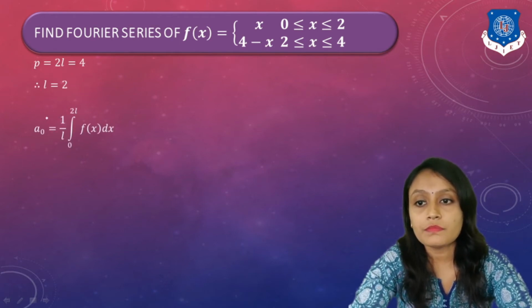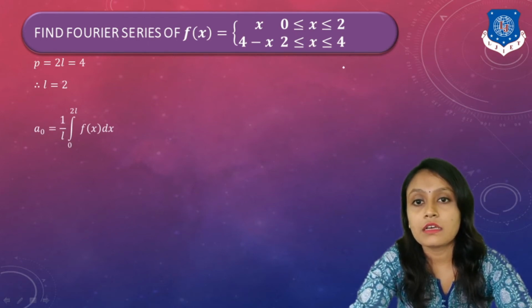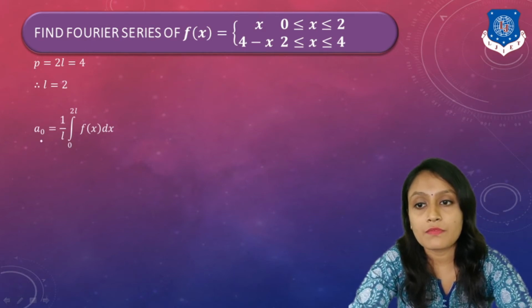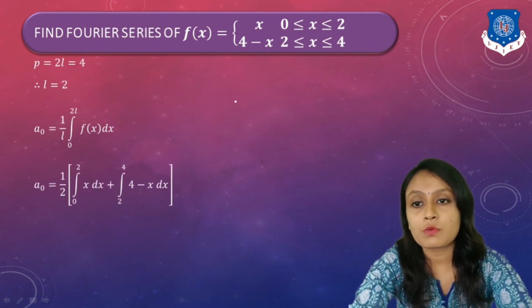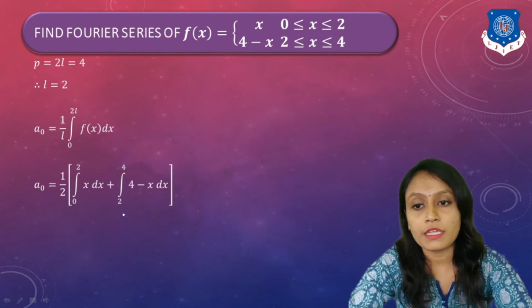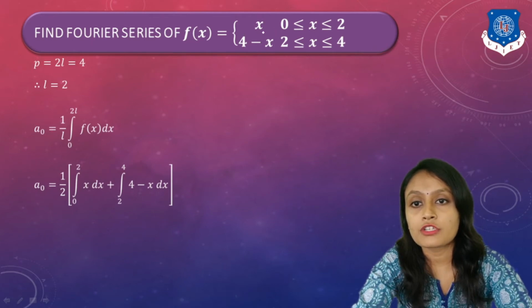Okay, now firstly, we will find a0. Now you can see here we have numbers in terms of L, right? So we will apply this formula. So a0 is what? 1 upon L, integral 0 to 2L of f(x) dx. Now the question is given in two parts, so we will split the integration into two parts, that is, integration 0 to 2 and integration 2 to 4. Now you know that in the interval 0 to 2 the value of the function is x. So in the interval 0 to 2, in place of f(x) we will write x. And in the interval 2 to 4, in place of f(x), we will write 4 minus x.